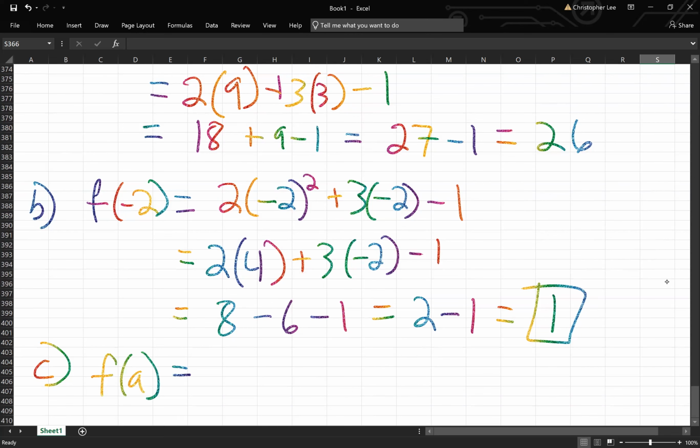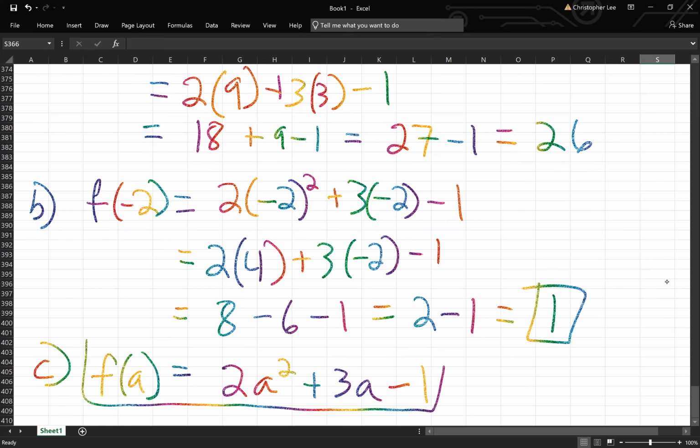So check this out. I'm gonna do the same thing that I did for the previous two, right? Everywhere I got an X, I'm gonna write A. So this is 2 times A squared plus 3 times A minus 1. I'm done. That's the whole answer. Questions on that?